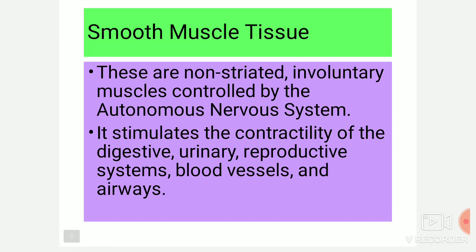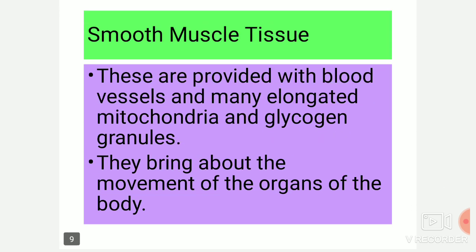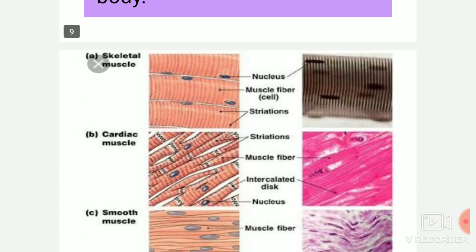Now the next one is the smooth muscles. These are non-striated, involuntary and have a single nucleus. They are controlled by the autonomous nervous system, meaning they are not in our control. They work on their own. They stimulate the contractility of the digestive, urinary and reproductive systems, blood vessels and airways. These are provided with blood vessels and many elongated mitochondria and glycogen granules. Due to this, the movement of the organs of the body takes place.